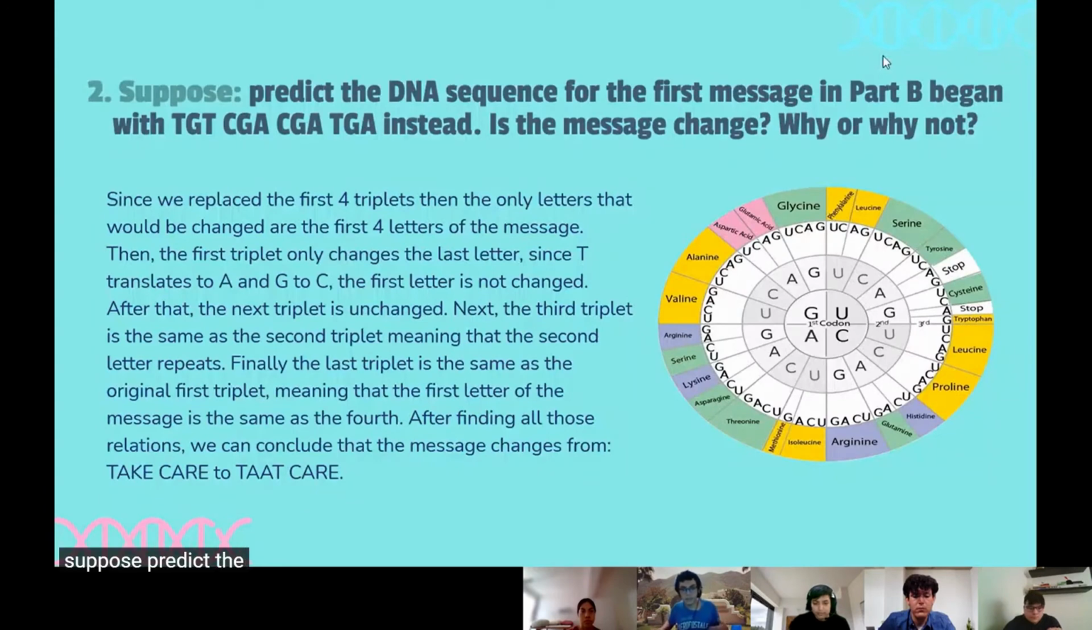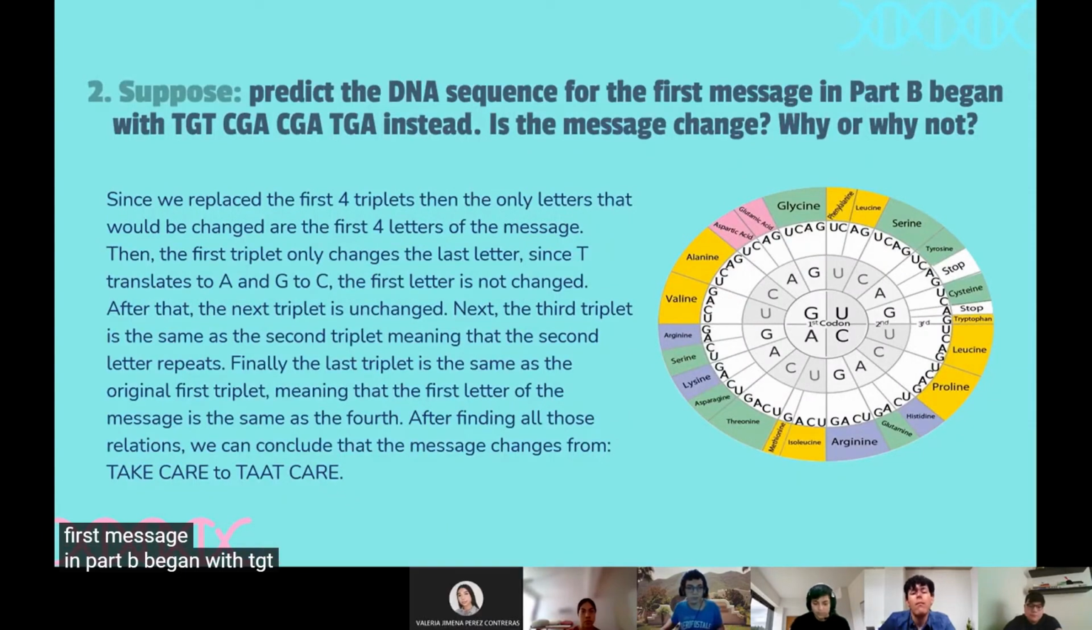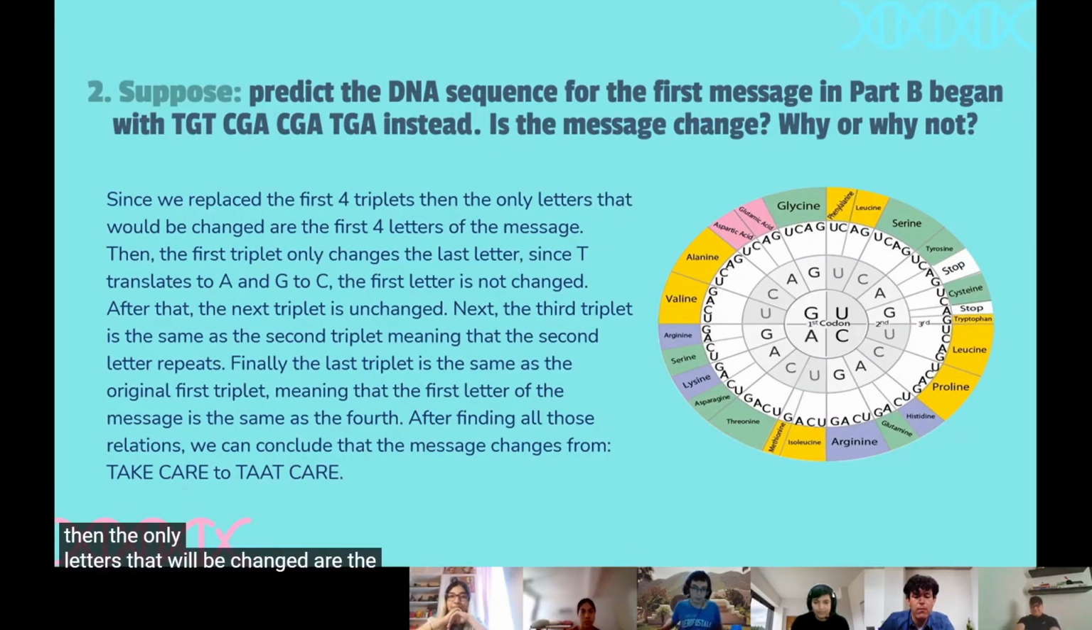Suppose the DNA sequence for the first message in part B began with TGT, CGA, CGA, TGA instead. Is the message changed? Why or why not? Well, since we replaced the four triplets, the only letters that will change are the first four letters of the message. The first triplet only changes the last letter, since the T translates to A and G to C. The first letter is not changed.